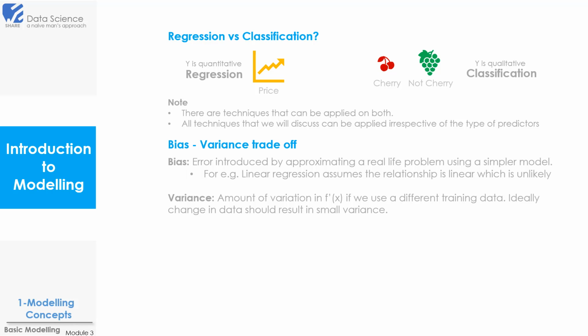But the issue here is that we cannot reduce bias and variance together. Because if we reduce one, the other will increase. That is why we will have to do bias-variance trade-off. So this is a complex and an important aspect of model building.